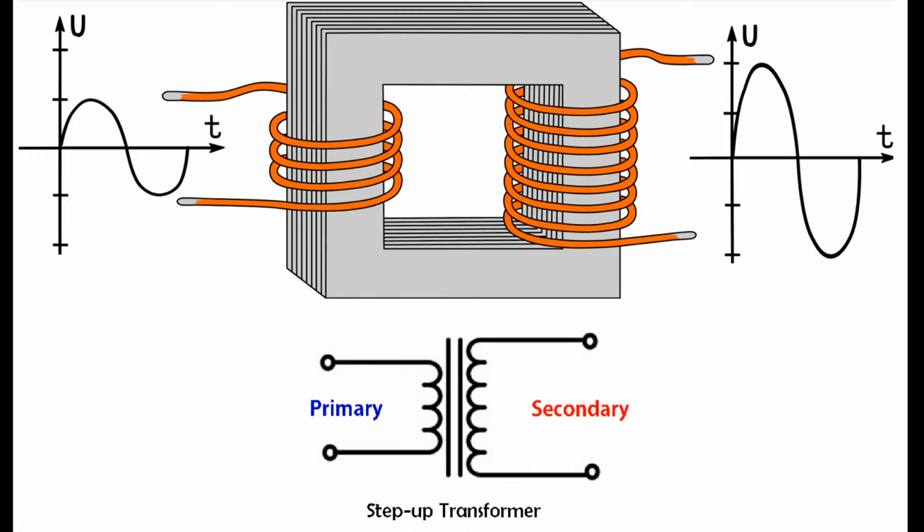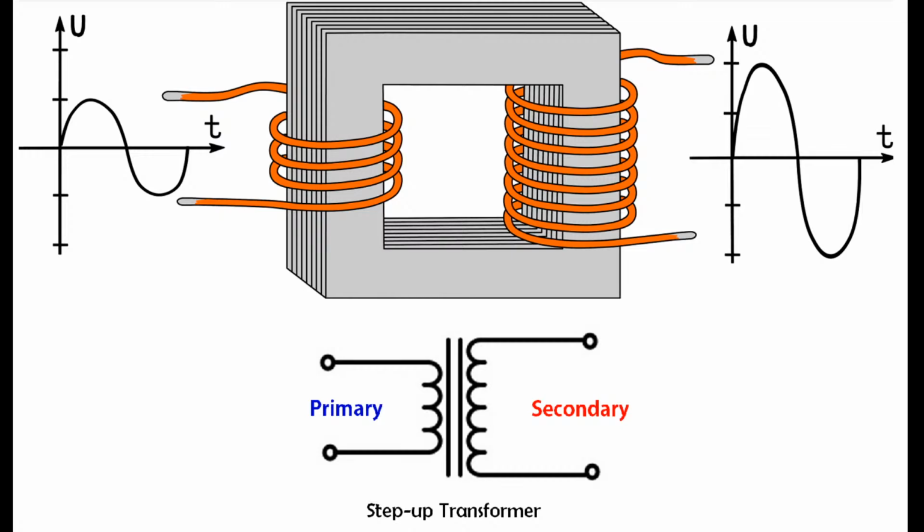Then you can see the symbol also. For the symbol, the primary they draw less turns. Then the secondary they draw more turns. Then the center still two straight lines. So this one we call it step up transformer. Function is to increase output voltage.